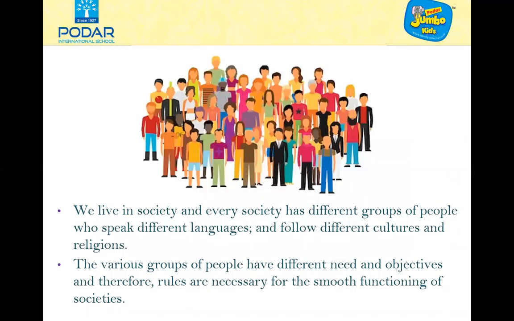Even in our life, there are certain rules that we need to maintain and follow in order to live peacefully in a place. Because we live in a society, and every society has different groups of people who speak different languages, follow different religions as well as cultures. The various groups of people have different needs and objectives, and therefore rules are necessary for the smooth functioning of these societies.